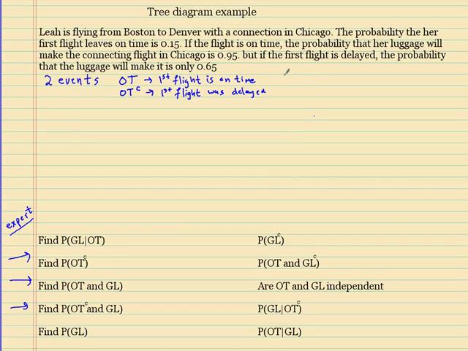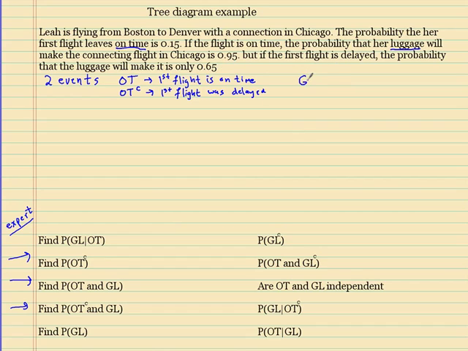Okay, this is the hardest part. It's defining your events and setting up your tree diagram. Once you have the tree diagram made, it's really easy to find all these probabilities. Okay, so the second event. Probability that the first flight leaves on time is 15%. So what else could happen? She's either going to get her luggage when she shows up, or, okay, she won't get her luggage.